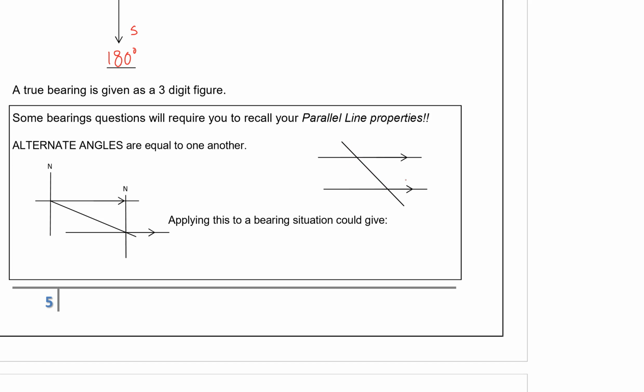But the property that we probably use the most is that this angle here and this angle here are described as co-interior angles. They're not necessarily equal, but they are supplementary. They add up to 180 degrees. That's important. We're probably going to use that property a bit.